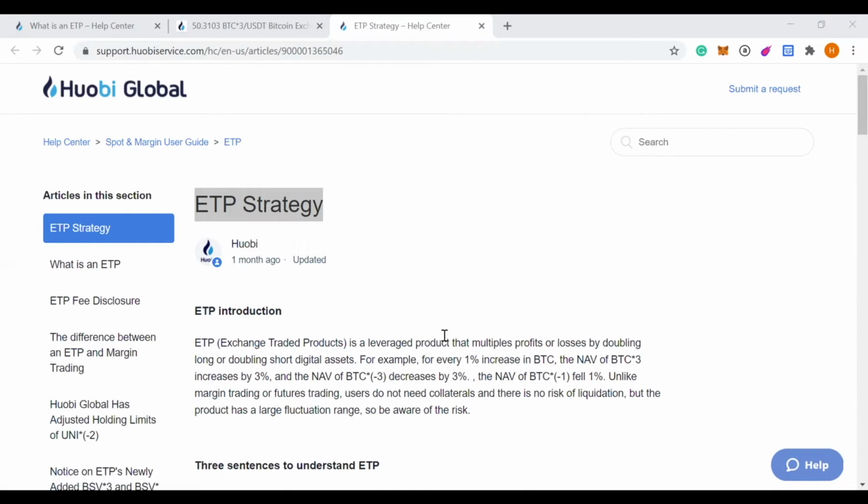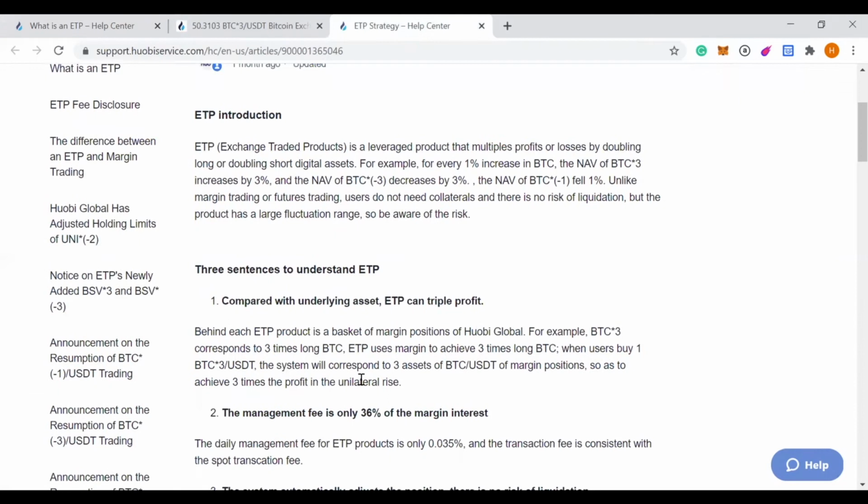Okay, so an ETP again is a leverage product. Three sentences to understand an ETP. An ETP can triple your profit. It's very simple. It just means that it's a multiple. So if you buy BTC long, or BTC times 3, whatever you want to call it, BTC times 3 is what it is called, an ETP, and it goes up 3 times, you multiply your actual capital to 3 times the effect.